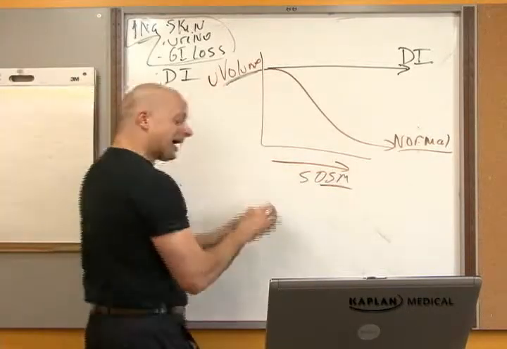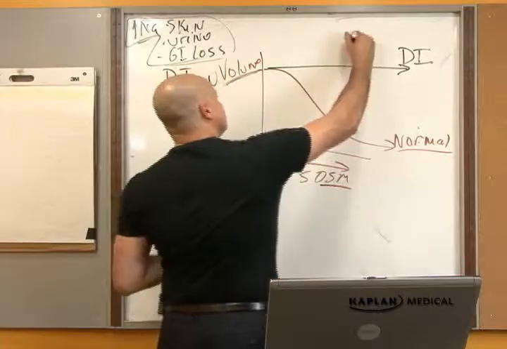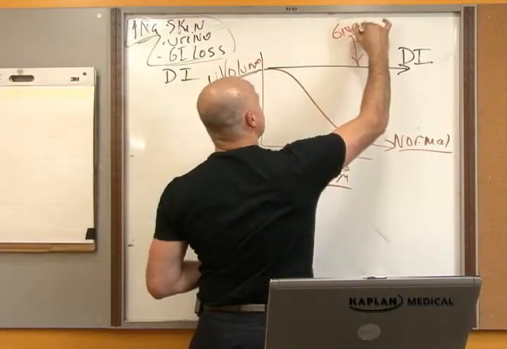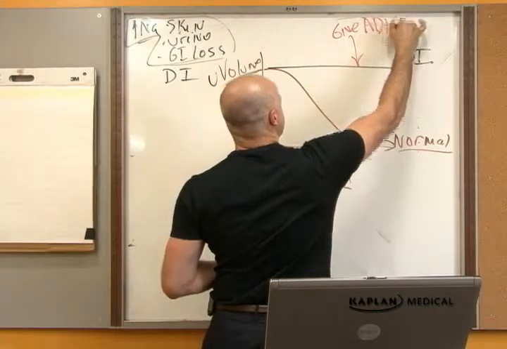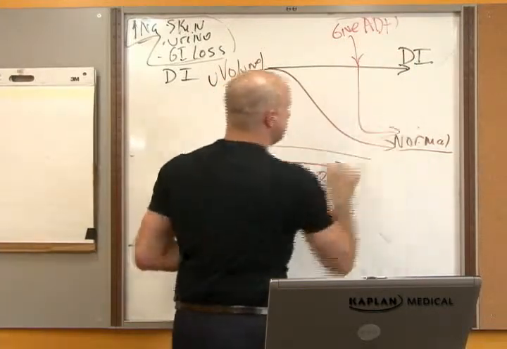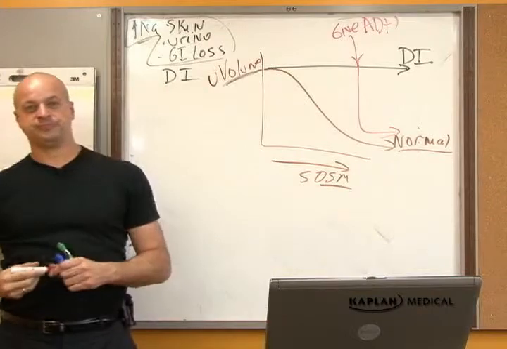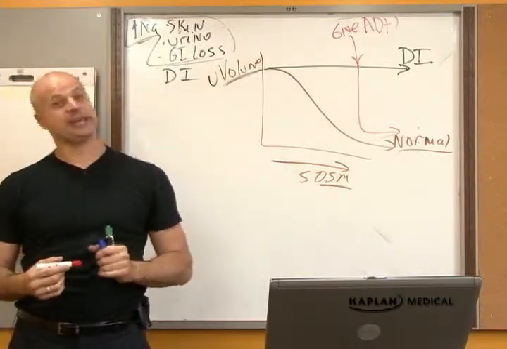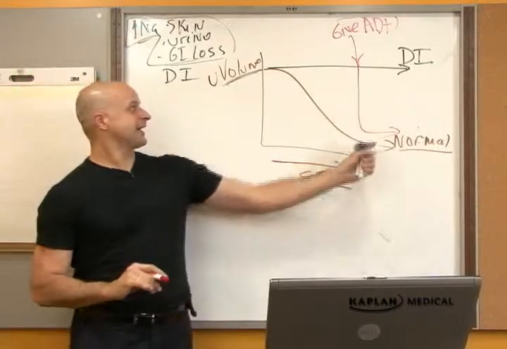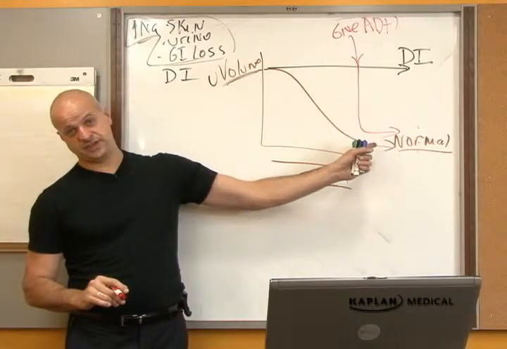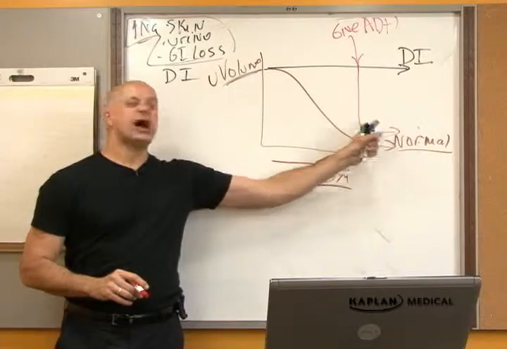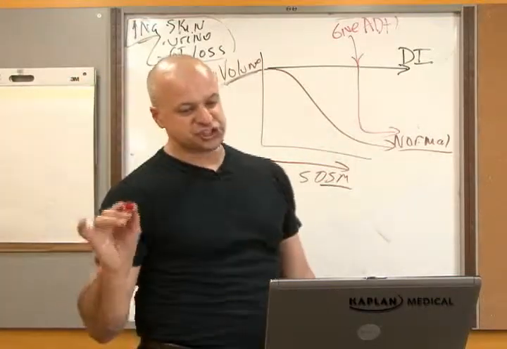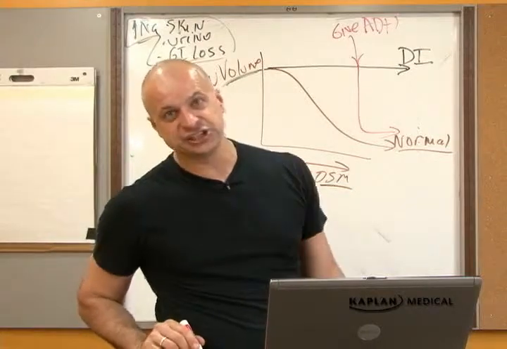So you give ADH, and what happens to the volume? The taste is not so sweet. It's insipidus: insipid, bland. Okay, you give ADH. Which one of these drops the urine volume in response to ADH?